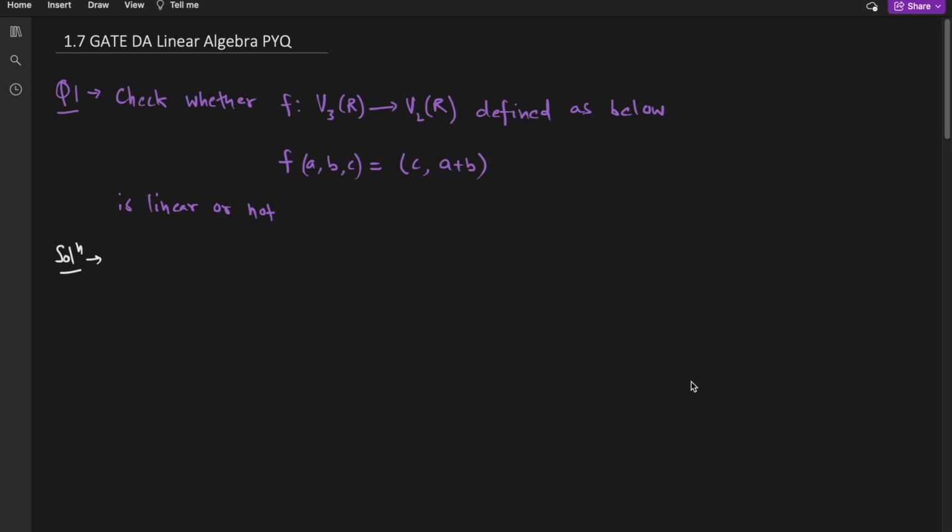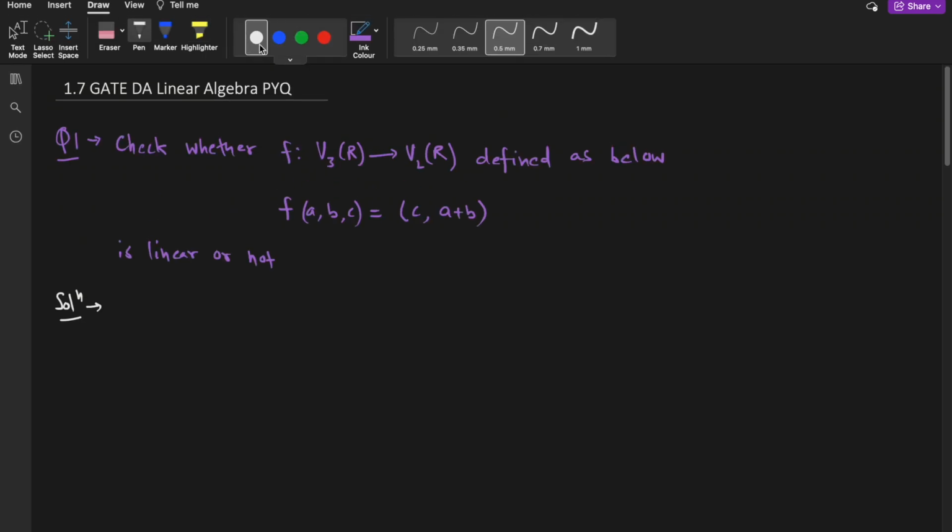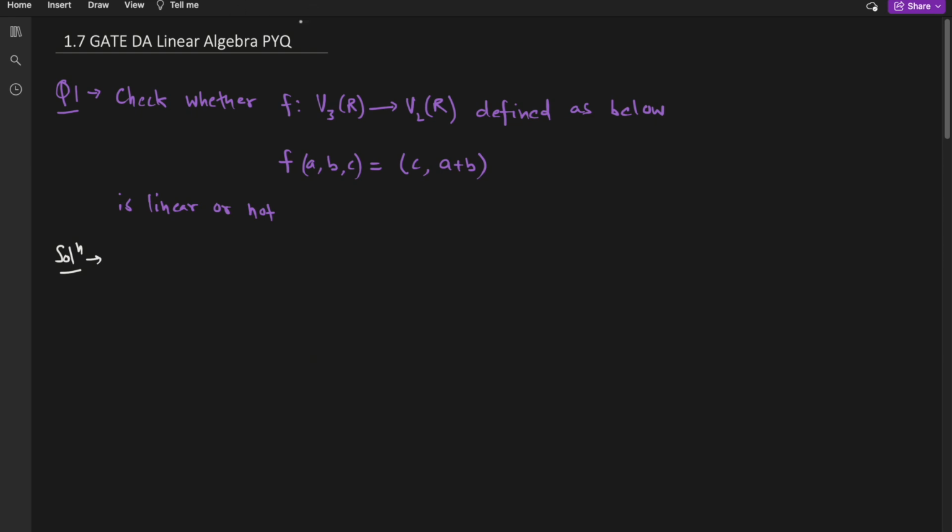So we are given a mapping, and this mapping is from R3 to R2. This V is a vector space. R basically denotes that the values are real values, not complex. So F is a mapping from R3 to R2, and the mapping is given as F(A, B, C) = (C, A plus B).